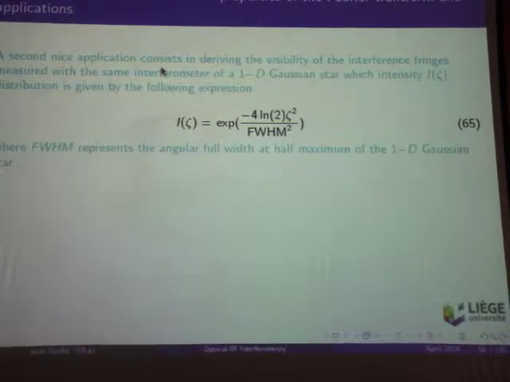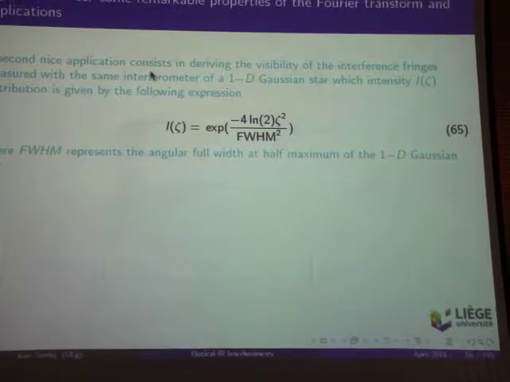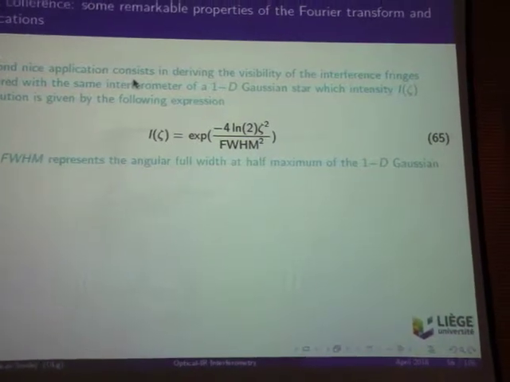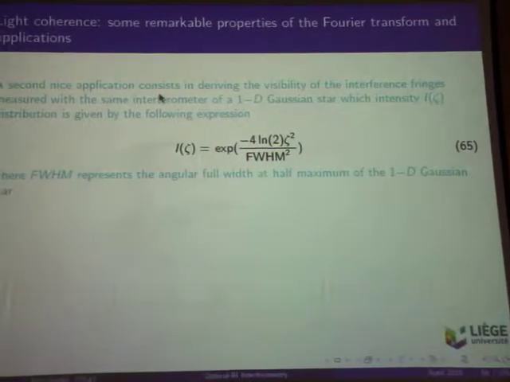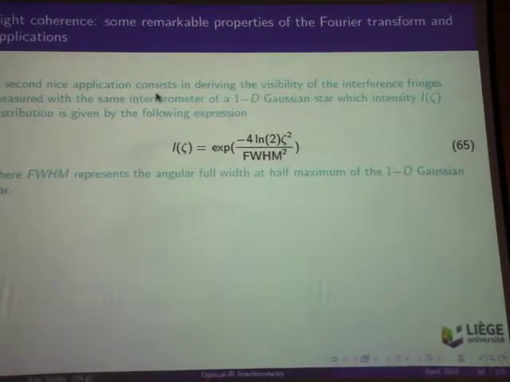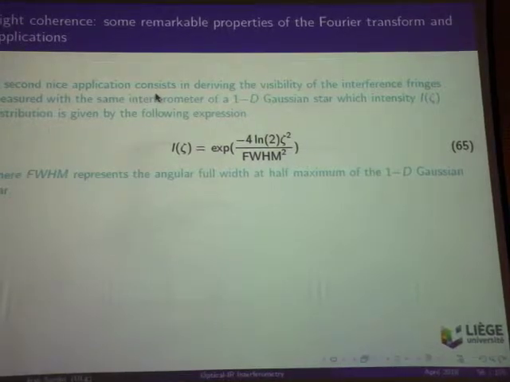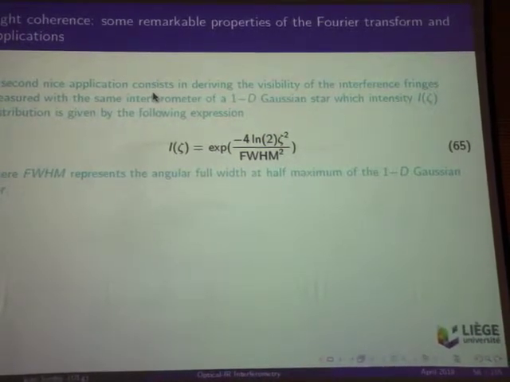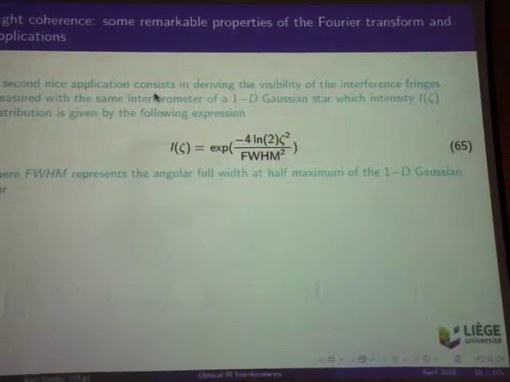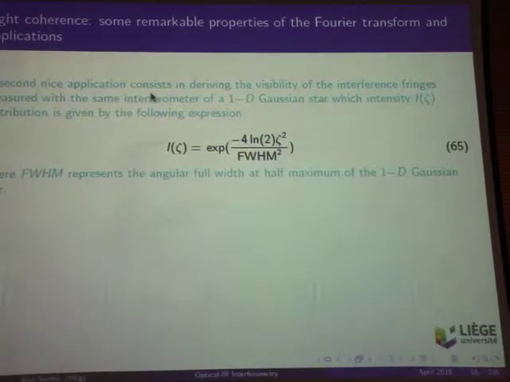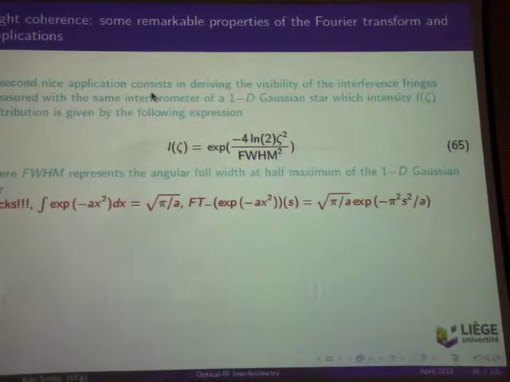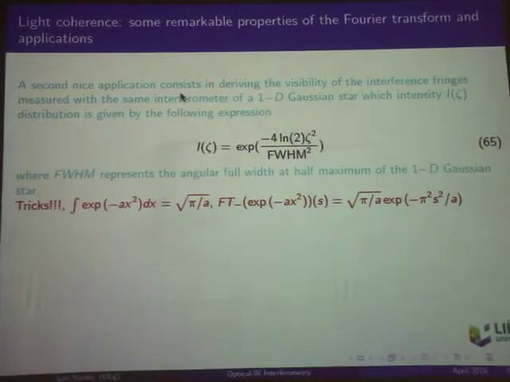It's a nice application: try to derive the visibility of the interference fringes measured with the same interferometer, but of a one-dimension Gaussian star, whose intensity distribution is given by the following expression. So we assume now a model, and we wonder what the visibility is like. We won't make it now because it's technical, it's not difficult, but you need to make use of the following information.